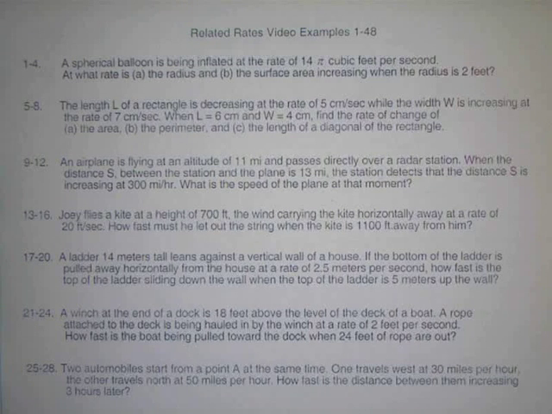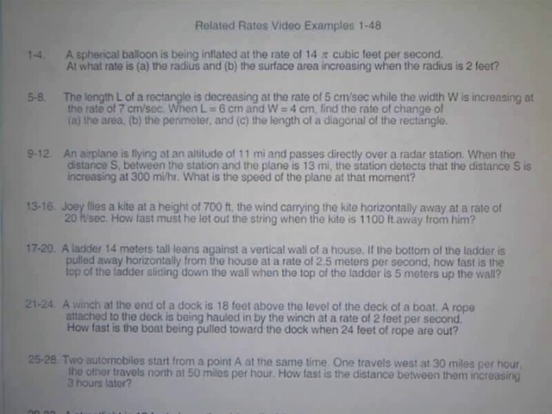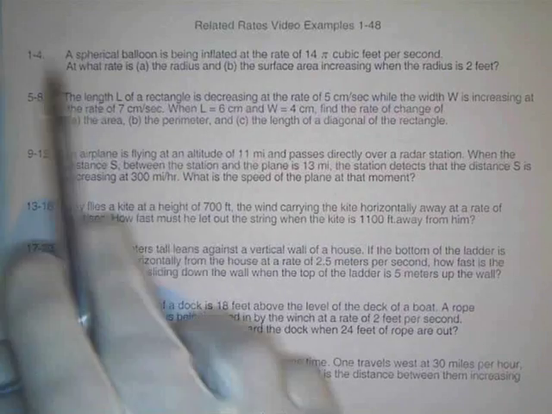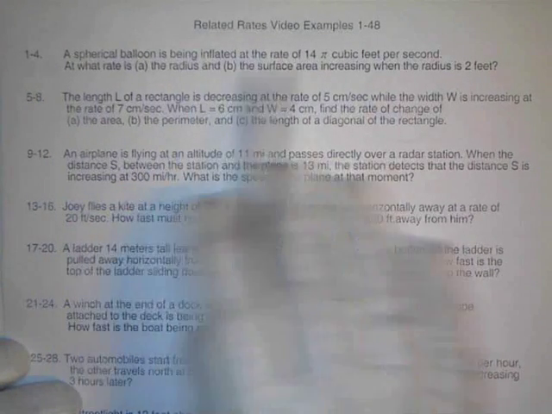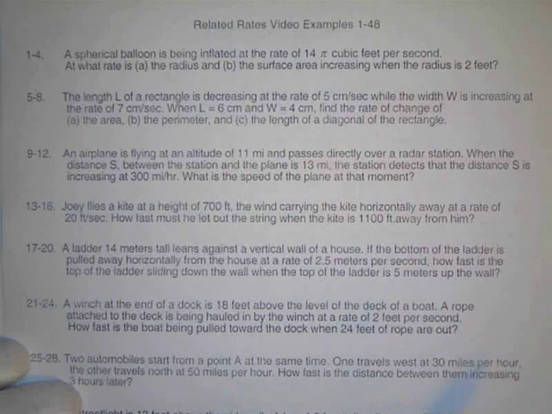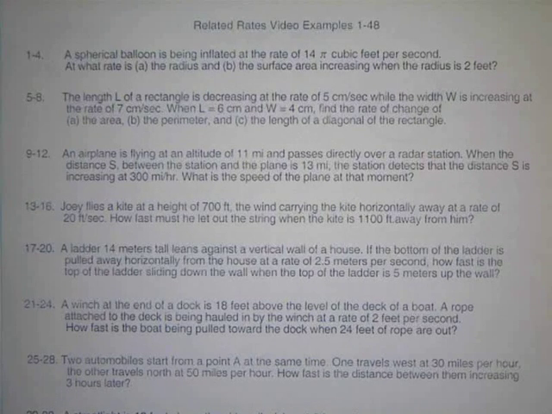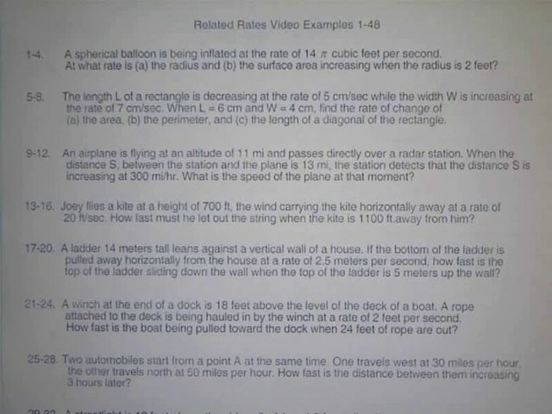Here are some examples for some of the problems that we have on the related rates worksheet. The 48 problems that I made up for you are in sets of four. Each of the sets is the same type of problem. So this is going to be for problems 1 through 4. This is the spherical balloon problem. This will be on the related rates video examples page, in the homework folder as a PDF, so you can take a look at it if you want to have it out to follow the notes.